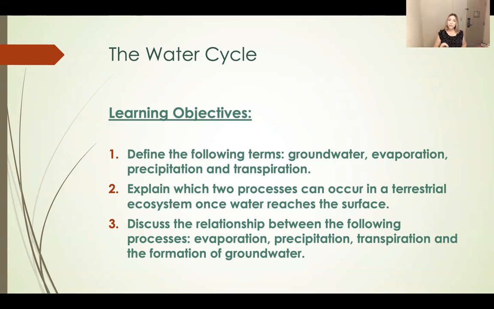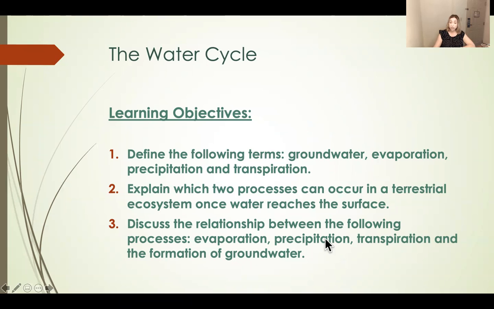Now, all of these processes work together to cycle water through the ecosystem. Number two, the processes that can occur in a terrestrial ecosystem. Remember, terrestrial means on land. Once precipitation hits the Earth's surface in a terrestrial area, it can cause surface runoff. It can evaporate from objects like plants, or it can sink into the soil.